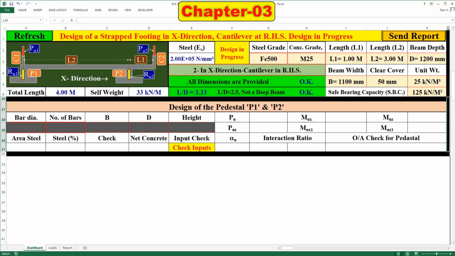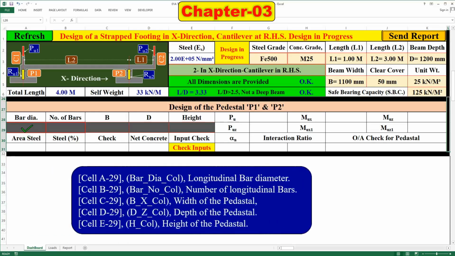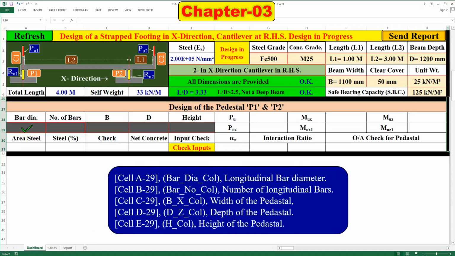Once again, we are seeing that cells A29 to E29 are filled with a dark gray color. Here, we have to put our inputs. On the screen, we are going to see the defined names of these cells, and they are as follows. Cell A29, bar_dia_col, for the longitudinal bar diameter. Cell B29, bar_no_col, for the number of longitudinal bars.